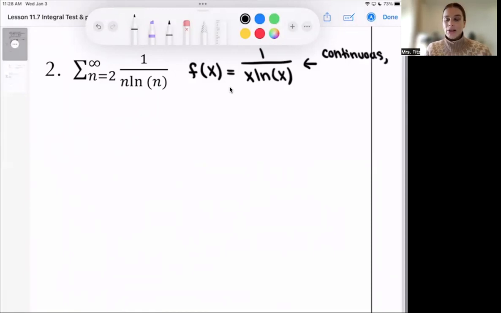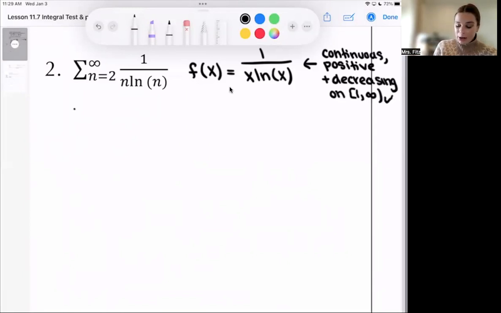Is it positive? So let's take a look. It looks like we're going from 1 to infinity. All those values in the denominator are going to be positive, and that denominator is just going to keep getting larger and larger. So it is also decreasing on our interval from 1 to infinity. Okay, so check, right? We've met our initial conditions.